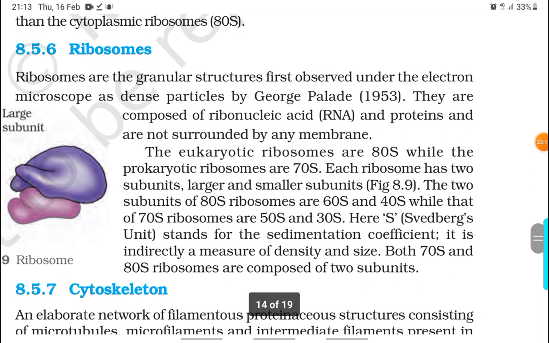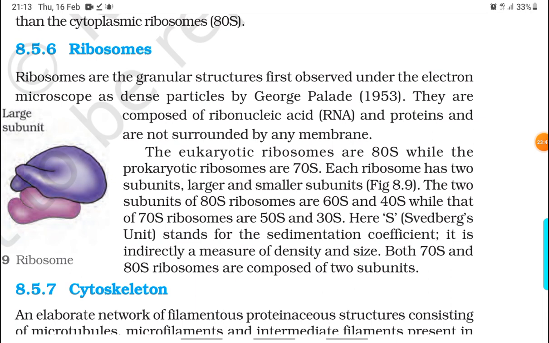Ribosomes. Ribosomes are the granular structures first observed under the electron microscope as dense particles by George Palade in 1953. They are composed of ribonucleic acid, RNA, and proteins and are not surrounded by any membrane. The eukaryotic ribosomes are 80S while the prokaryotic ribosomes are 70S. Each ribosome has two subunits, larger and smaller. The two subunits of 80S ribosomes are 60S and 40S, while those of the 70S ribosomes are 50S and 30S.